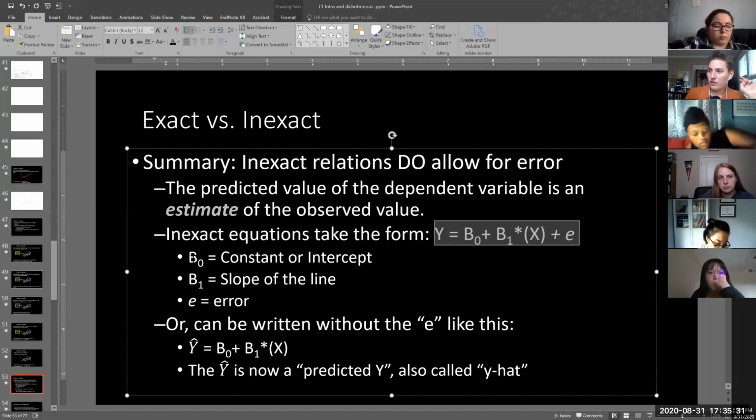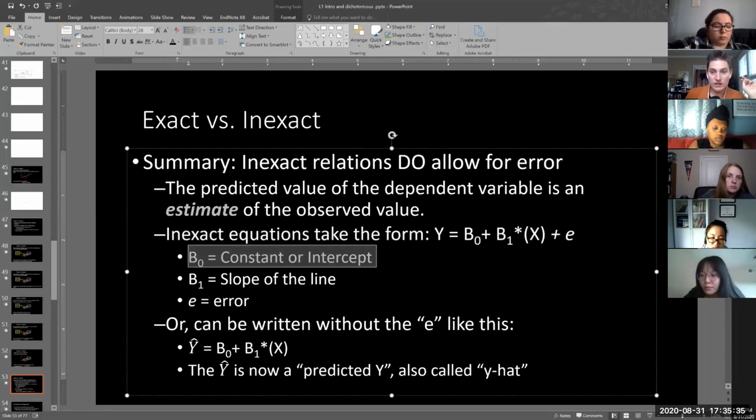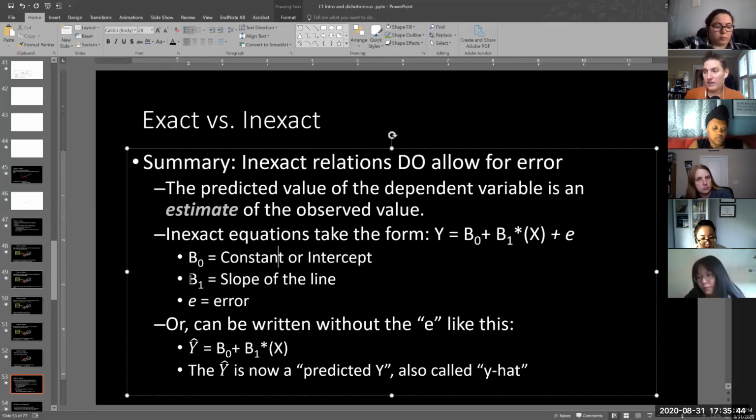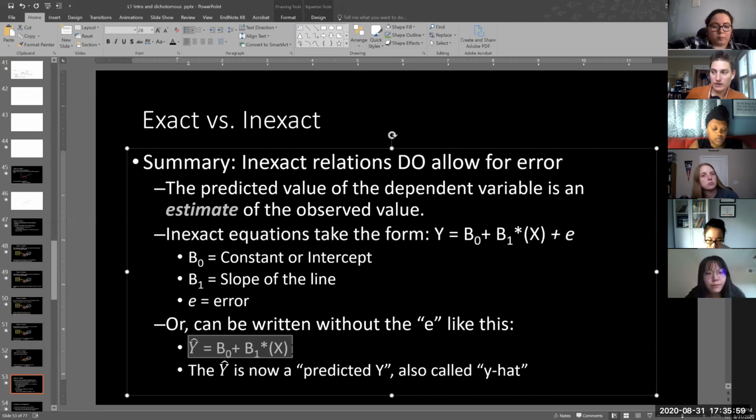We have 3 important values to look at here. This is the constant or the intercept, so you're used to it as the y-intercept. I just showed it to you as the constant in those previous equations. And then we have the slope of the line, which is the b1. And we have error. You can also write it without the error term, like this: Y hat equals b0 plus b1 times x.